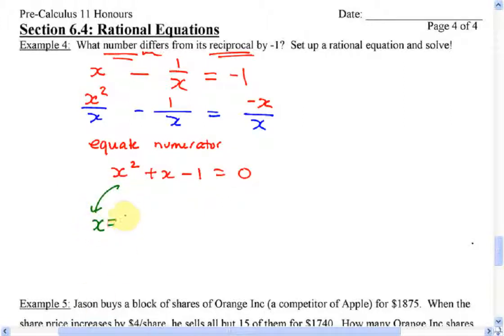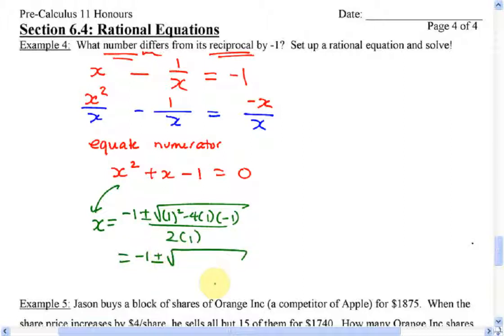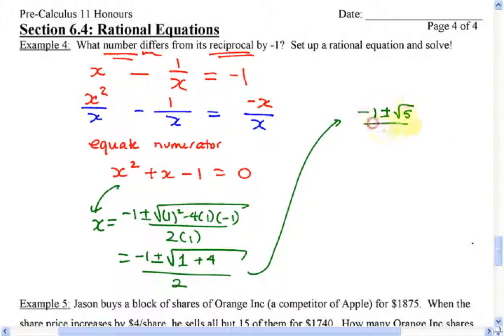x equals -b, good, plus or minus square root of b squared minus 4ac all over 2a. So once again, if you can't factor, go ahead, use the formula. Yeah, you might get an ugly number, but hey, that's life sometimes, right? Life is all about ugly numbers. -1 plus or minus root 5 over 2.